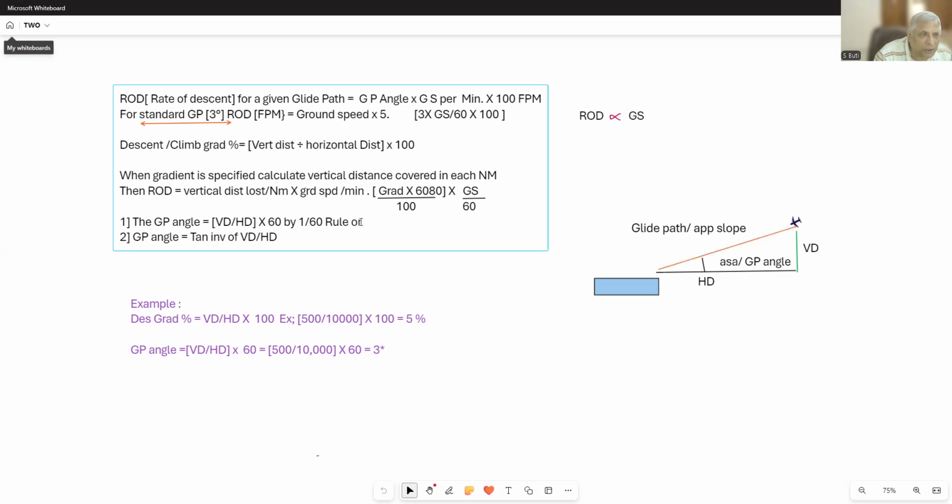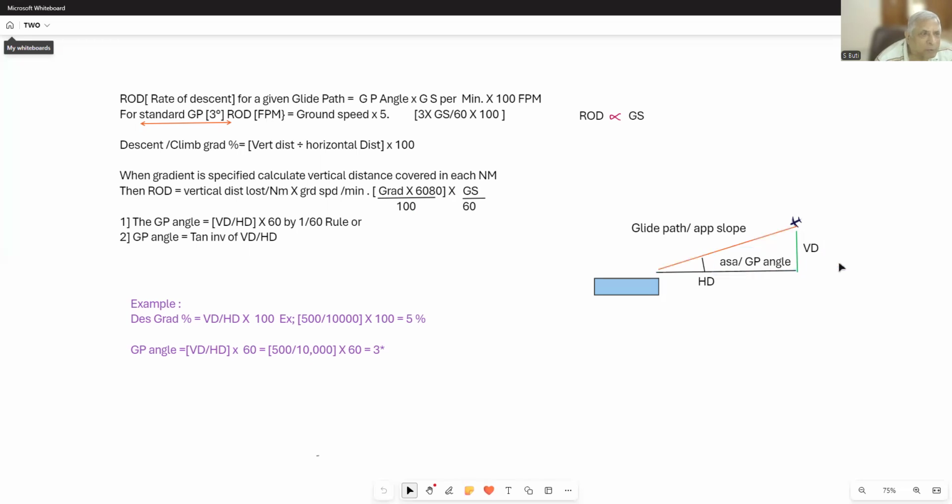Or by trigonometry, vertical distance by horizontal distance will be equal to tan theta, and tan inverse will give you this angle. If he tells you this is the distance, what height will I lose? Then apply this. Tan theta is equal to VD by HD. HD is known to you, you can find out VD, and the other way around.